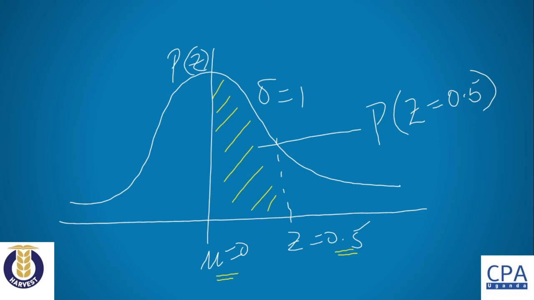So what I need to mention is that the examiner will give you the Z tables. So you straight away go to the tables and read off the required probability. So right now I'm going to take you to the tables so that we can identify the probability that Z is equal to 0.5.